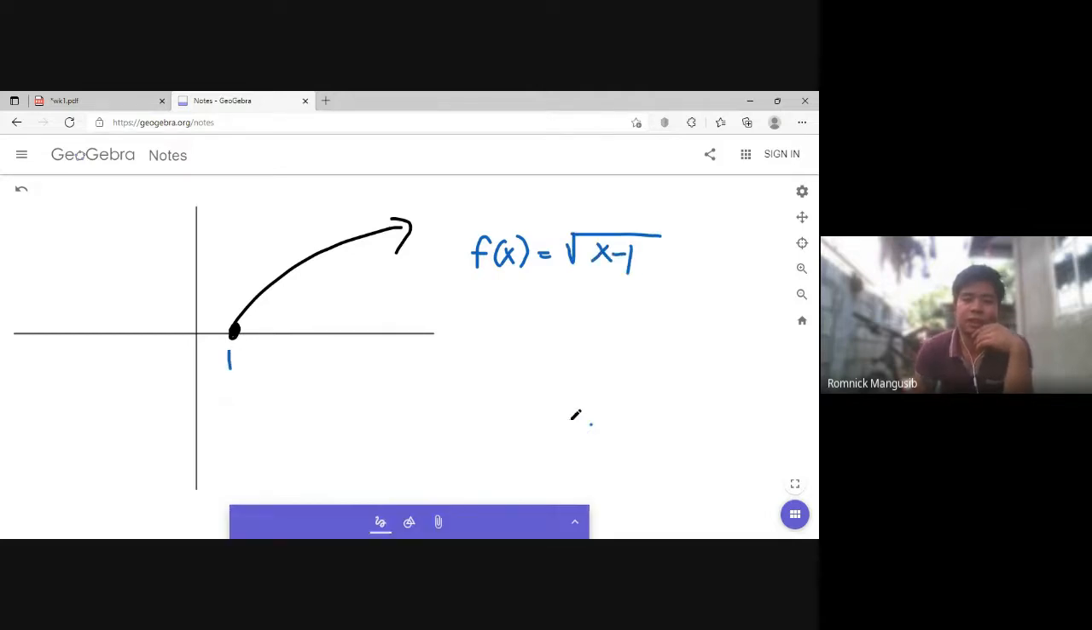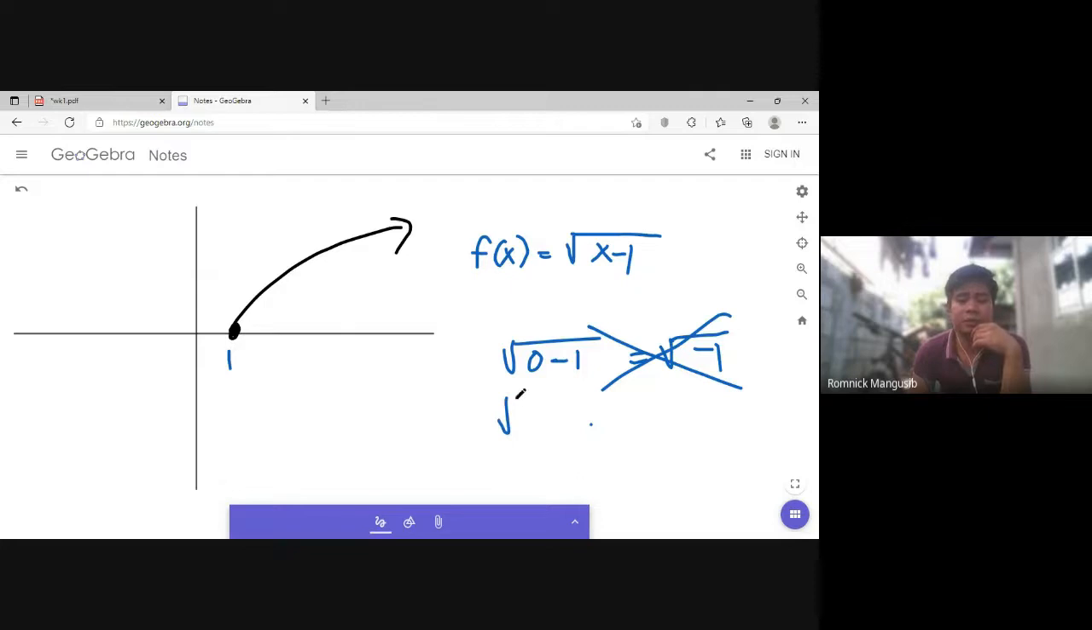At bakit siya naging ganyan ng graph? Kasi pinagbabawal ni square root of x minus 1 ang lahat ng numbers on the left of 1. You cannot use 0 here because square root of 0 minus 1, that is already square root of negative 1, which is not a real number. That is undefined. So f of 0 is undefined.